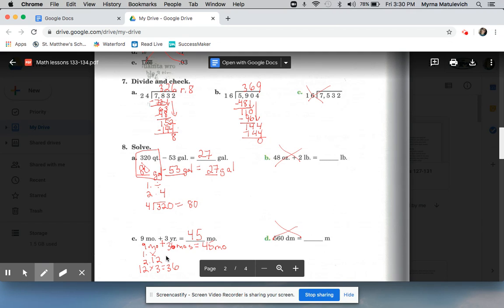Now you need to get everything in months. So this is already months, but you have 3 years. You need to change that to months. Horse to fly, multiply. 12 is your special number. 12 times 3 is 36. Put that here. And 9 months plus 36 months is 45 months.